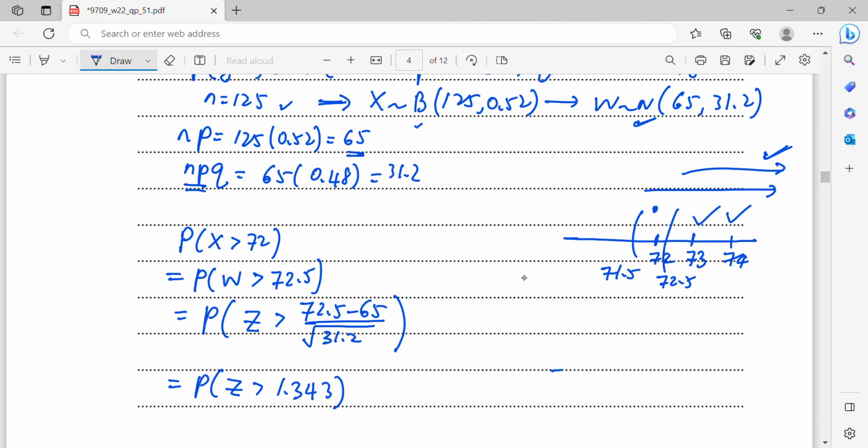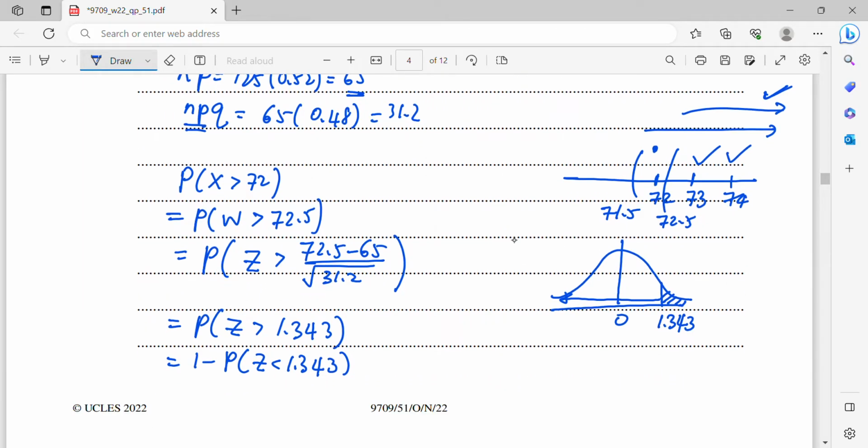Alright, so now refer to the normal graph or normal table. The middle is 0, so now your Z is 1.343, which is on the right hand side. Our region is on the right side because it's "more than". But your table will be showing the probabilities of "less than", which means for you to use the table, it should be 1 minus P(Z less than 1.343) so that you can read the probability from the table.